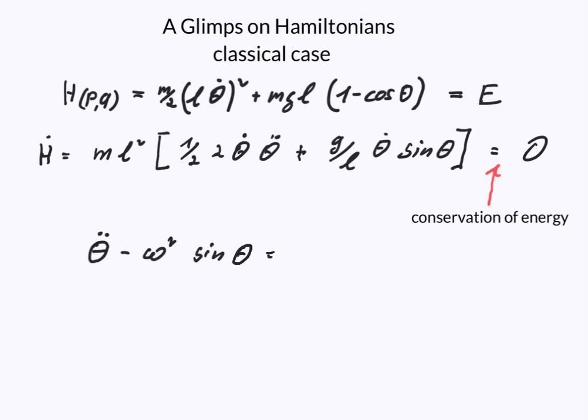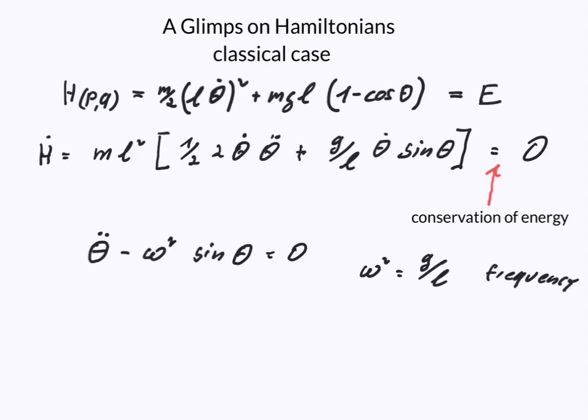We obtain the second order differential equation, theta double dot minus omega squared sine theta is equal to 0, in which omega squared is the square frequency of the pendulum motion given by the ratio of g divided by L.